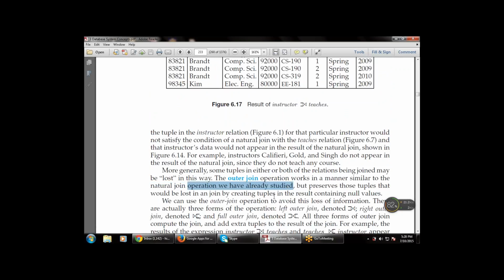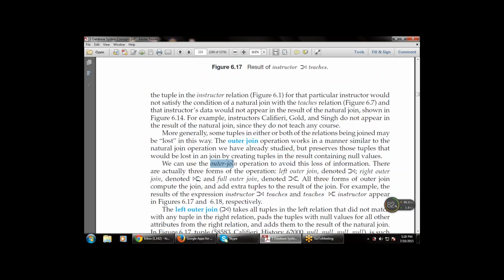it preserves those tuples that would be lost in a join by creating tuples in the result containing null values. We can use the outer join operation to avoid this loss of information. What loss of information? That is the outer join operation.